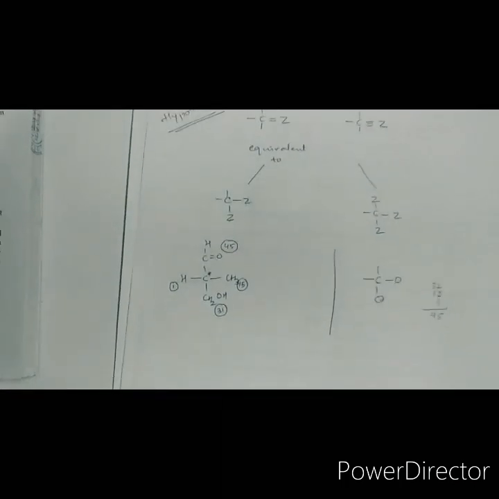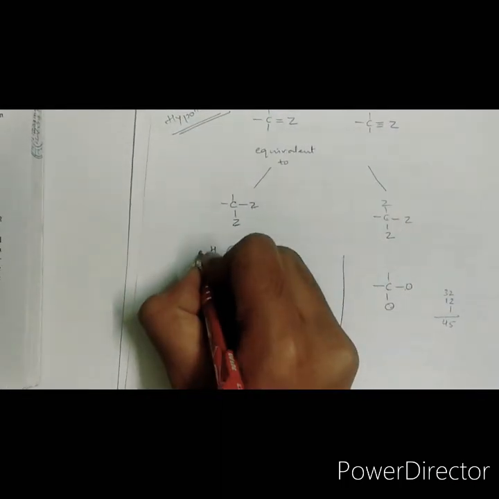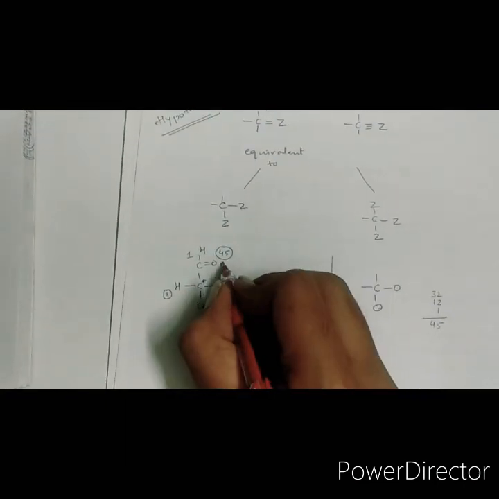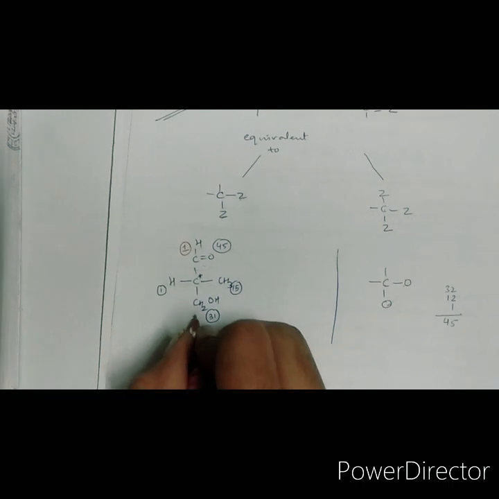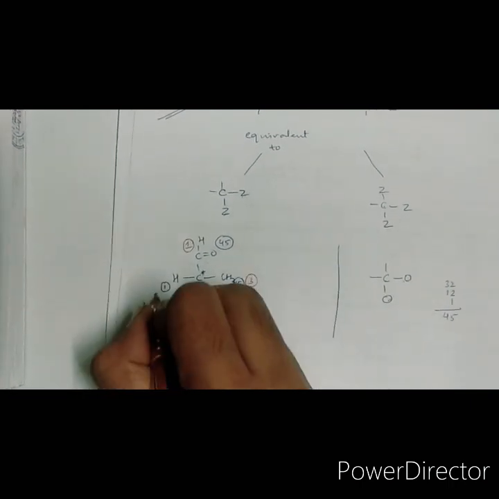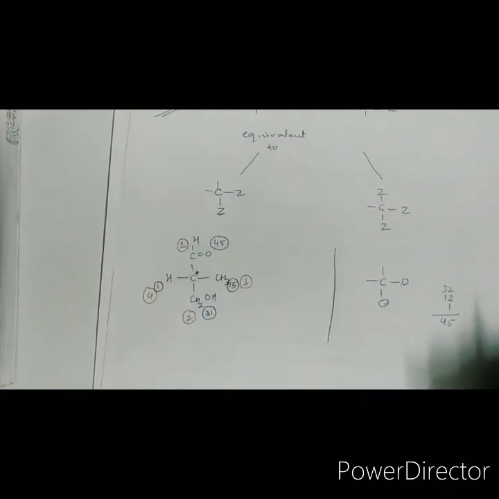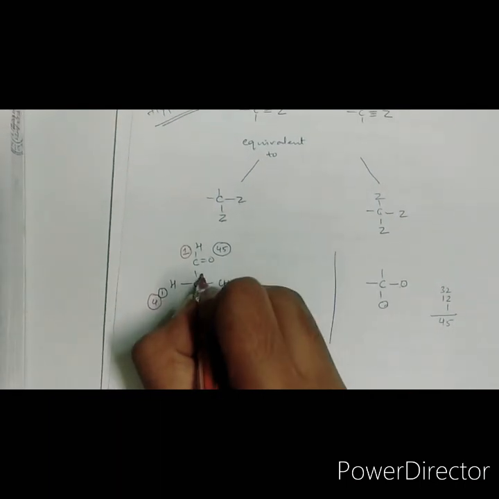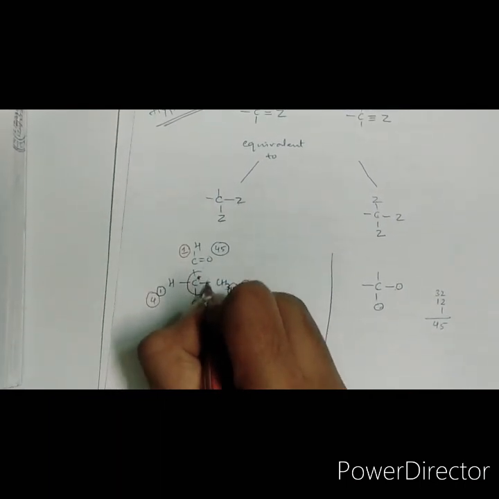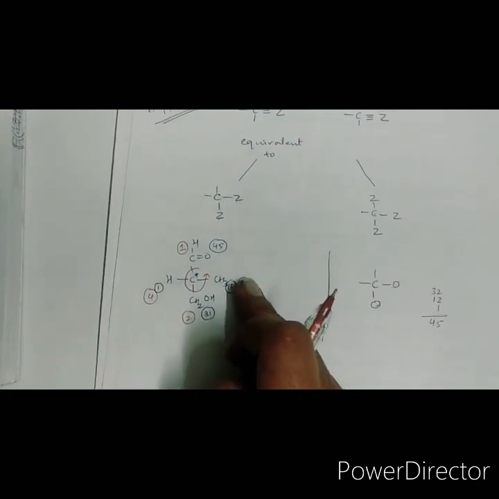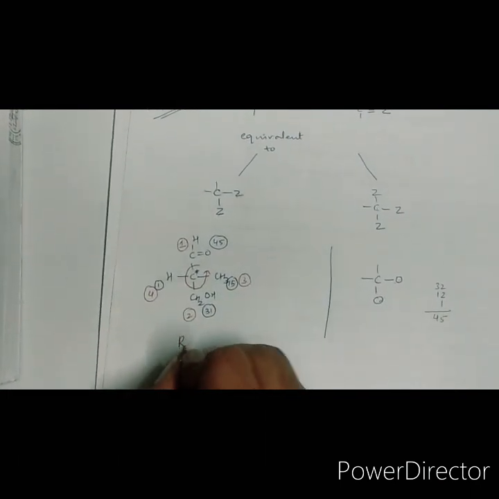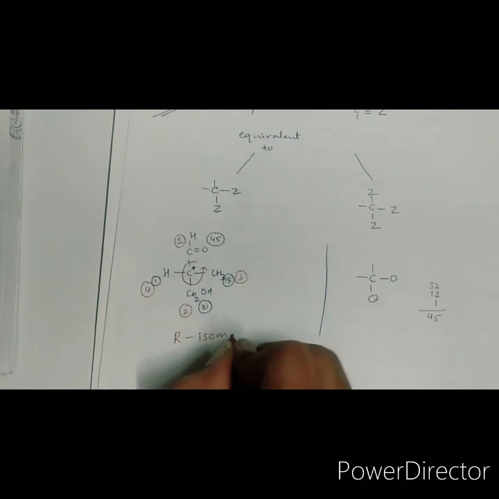So if we assign the priority, this will have high priority because its molecular weight, hypothetically assumed, is 45. This will have second, this will have third and this will have 4th priority. So if we assign the priority, then it will be rotated towards right side. So this is considered as R isomer.